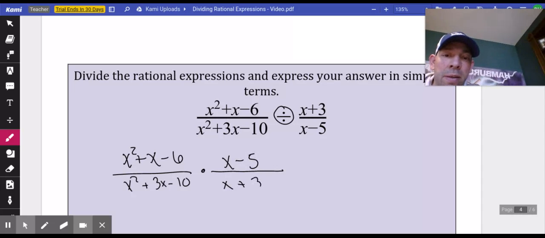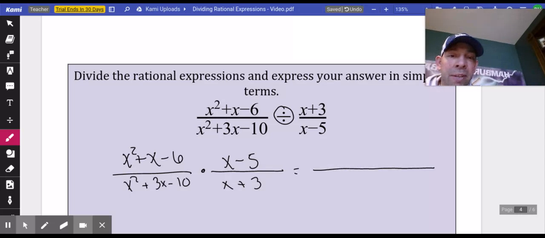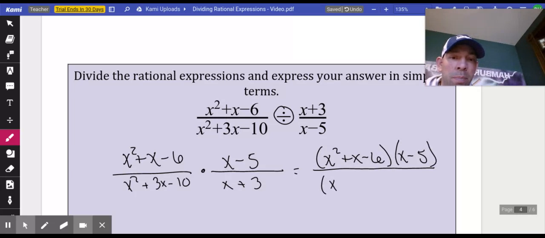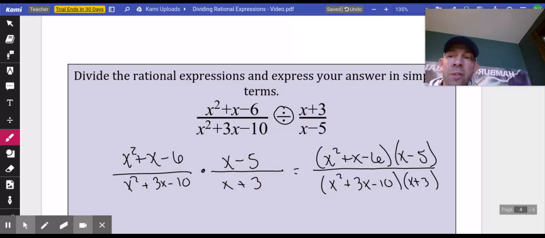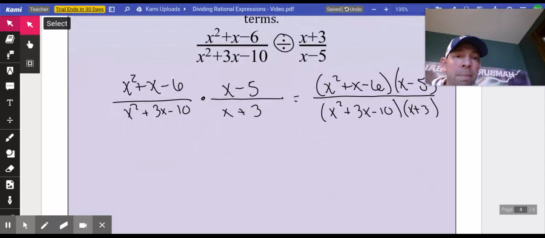Okay. And now at this stage of the game, we're right back to where we were yesterday. We said, okay, let's multiply everything on top and just really get this expressed as one big fraction. And then from here, we can just work on factoring those completely.